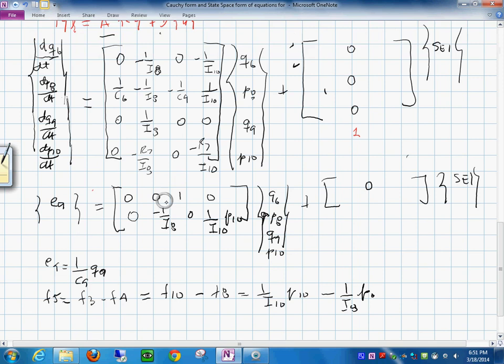So this is the A matrix. This is the B matrix. This is the C and this is the D matrix. Okay, very good. And that's how you get state space form.